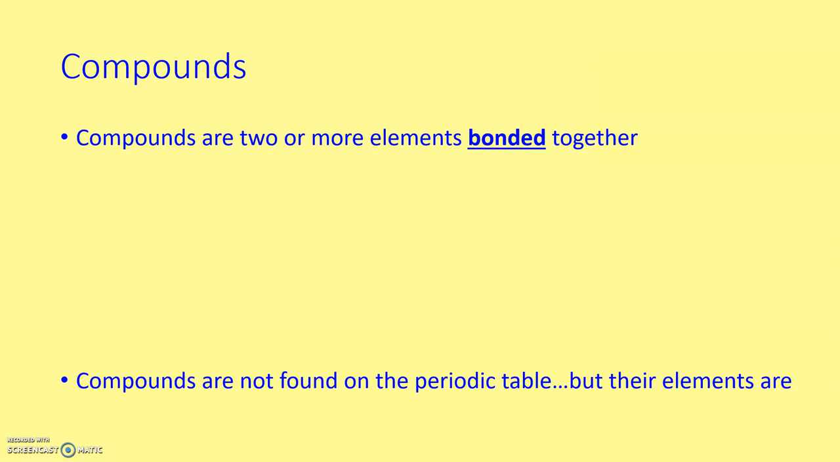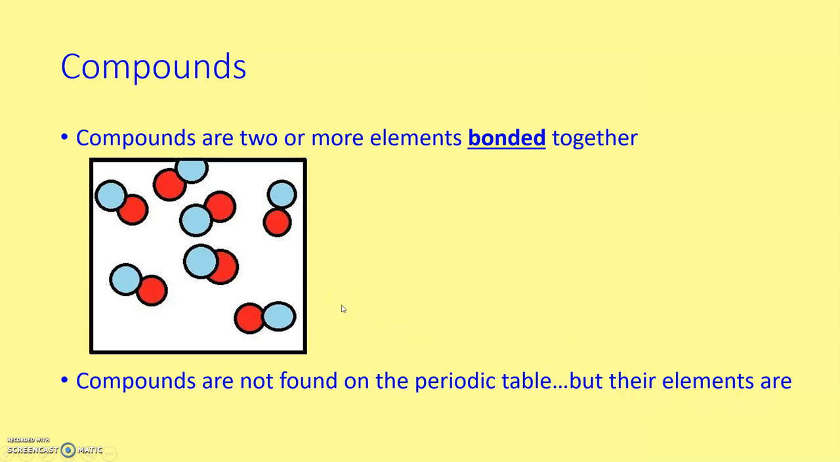The second key definition is for compounds. Now compounds are 2 or more elements that are bonded together. They are joined together, and they are not found on the periodic table, but their elements are. So the first example here shows a blue atom and a red atom joined together, forming a compound. They are bonded together.